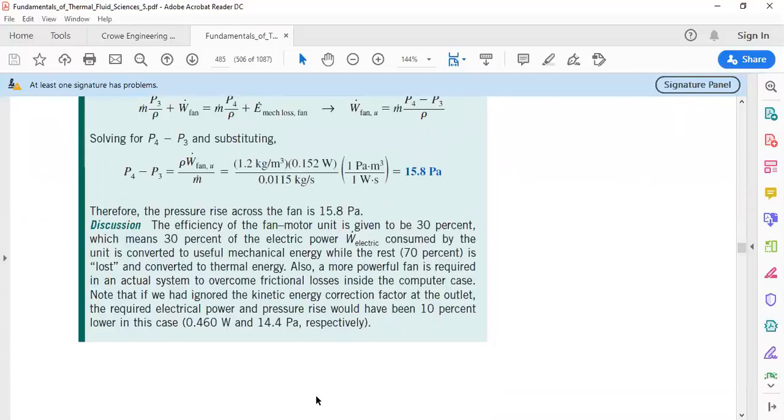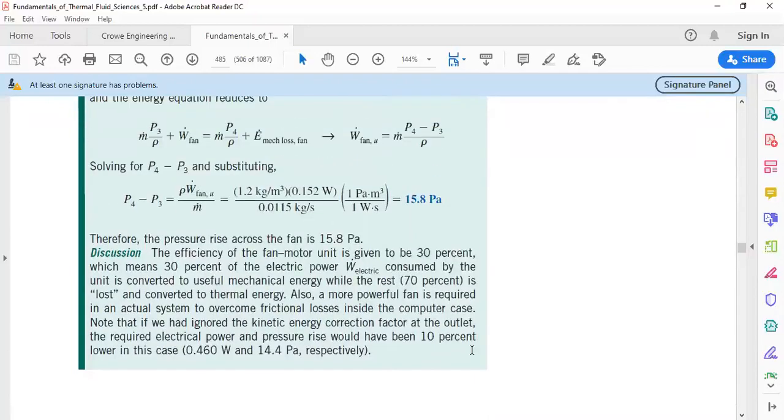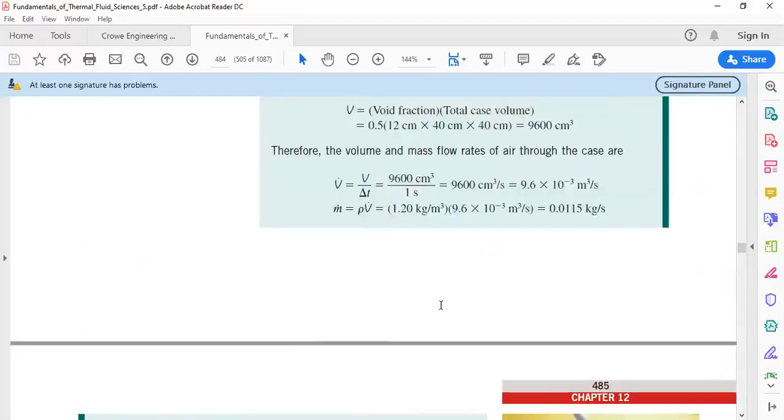Okay, thank you for listening. By this, we finished chapter 12, which talks about the Bernoulli equation and the energy equation as well for the steady flow.